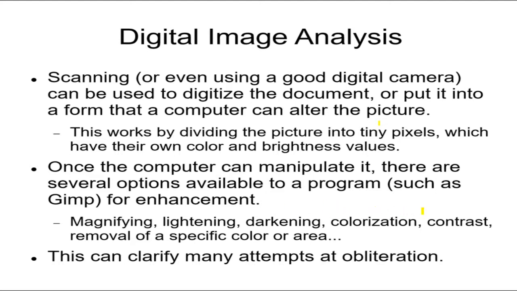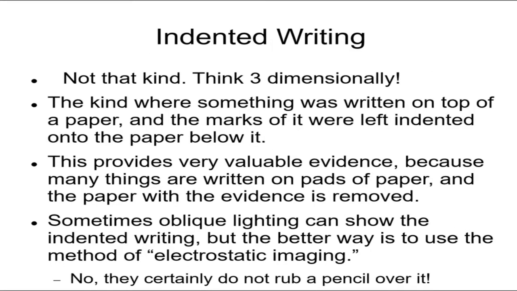You can change the colorization, the contrast between the writing and the background, to make it more clear. Remove a specific color or a specific area of it to make the original more easily seen. Believe it or not, it's a very simple and quick way to find some of these alterations, and it clarifies many attempts at obliterating the original writing using a computer.